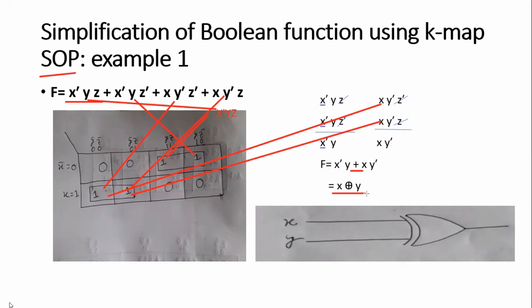So, clear? This is the simplified circuit, the figure of the simplified circuit of this function. Instead of this complex function, we can simply use X XOR Y. See how we can simplify the function using the Karnaugh map.